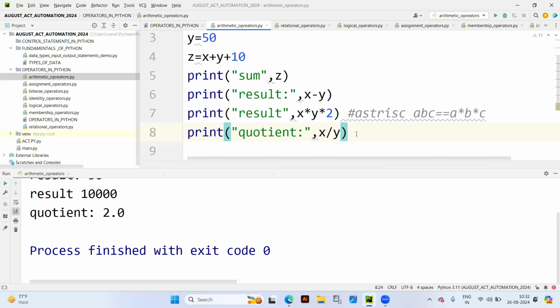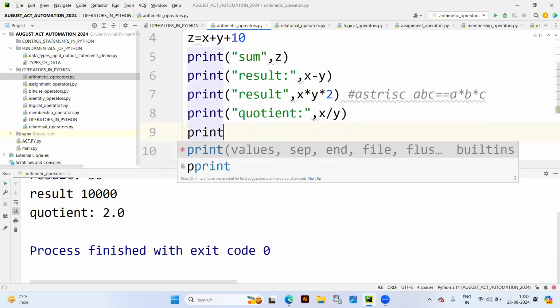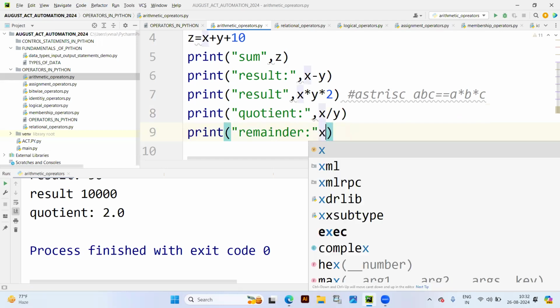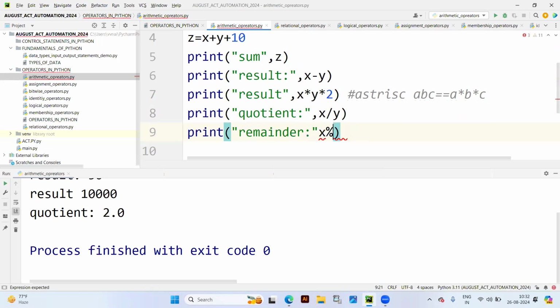The difference between the remainder when you perform the modulus operator.